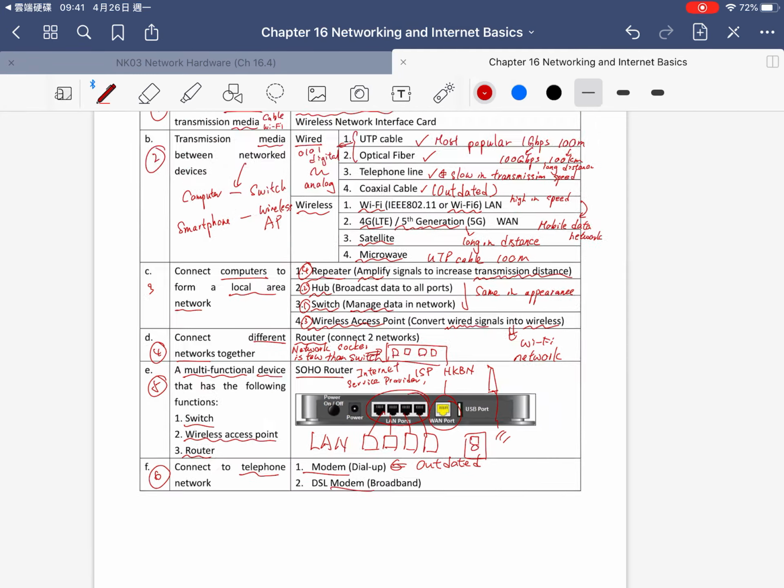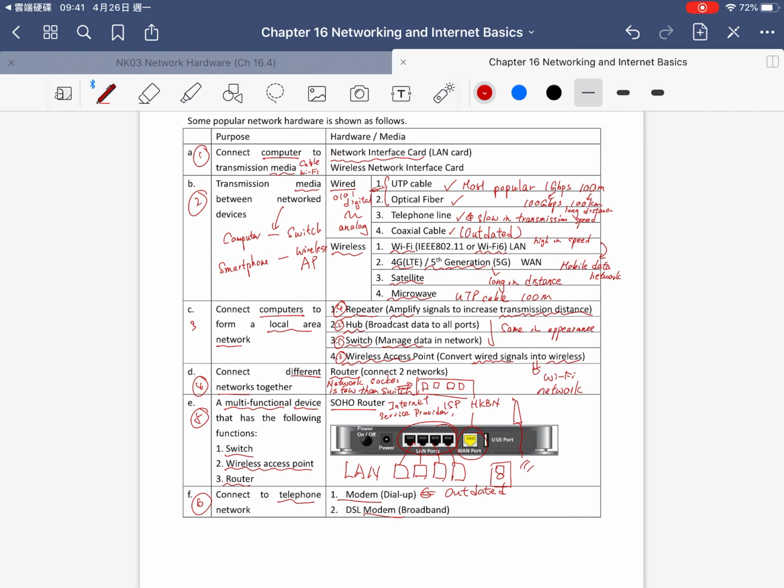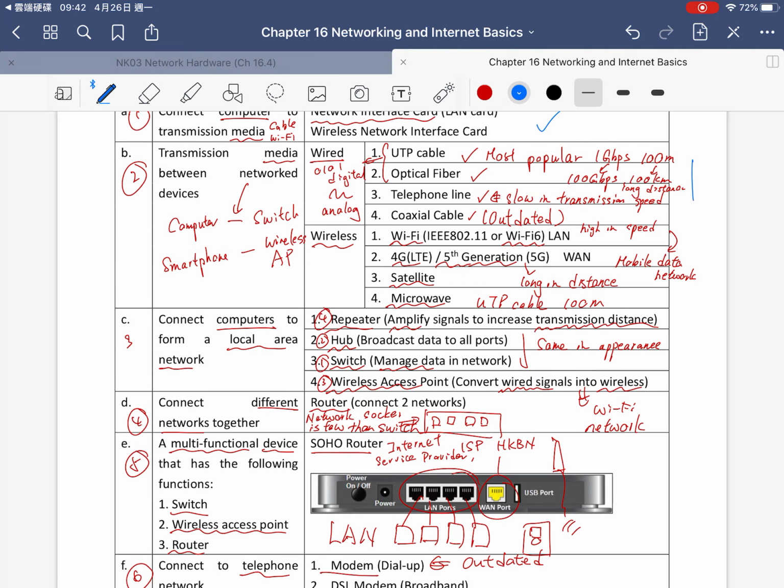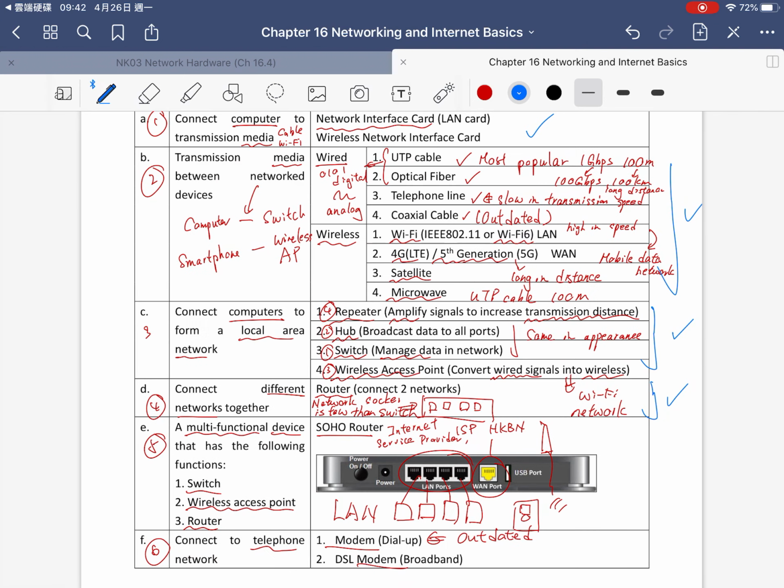We have totally 6 types of network hardware. They are the network interface card, and network transmission media, and network devices: switch, hub, repeater, wireless access point. And then the router. It connects 2 different networks together. And the SOHO router is a multifunctional device that integrates the functions of switch, wireless access point, and router. And then the last one is the modem.